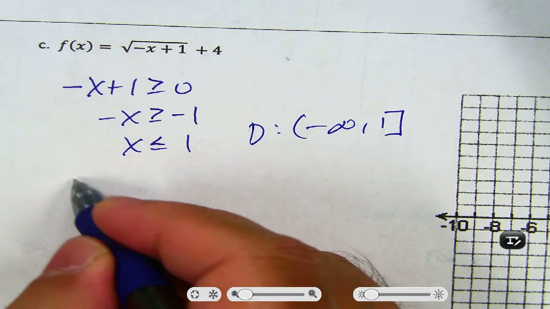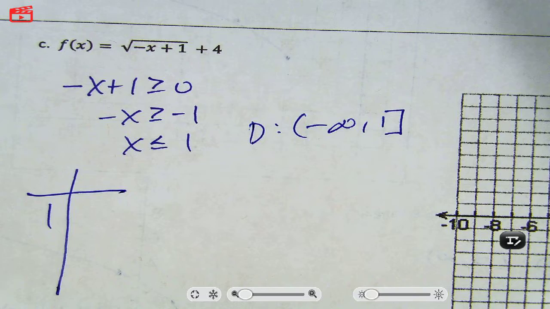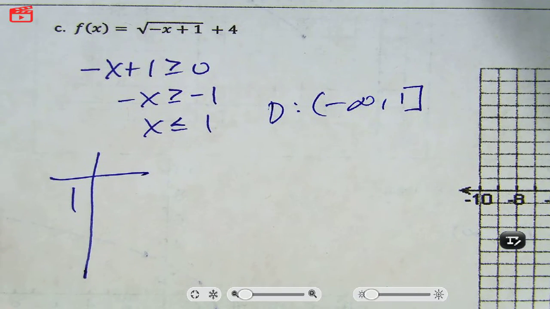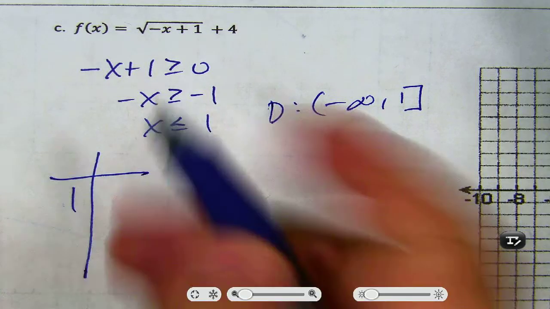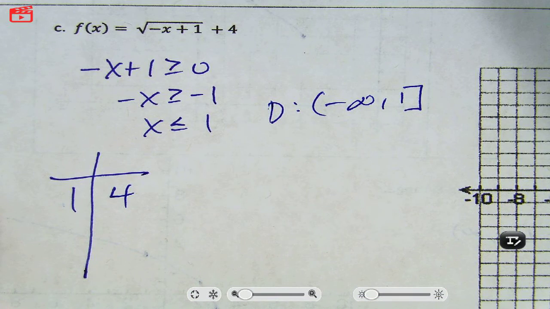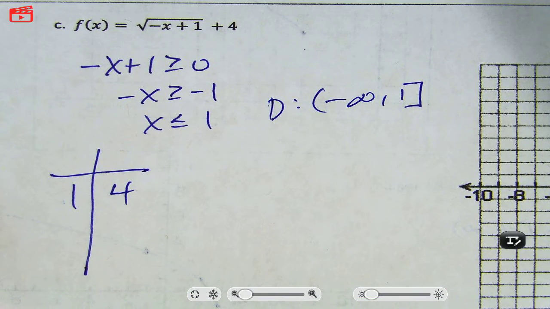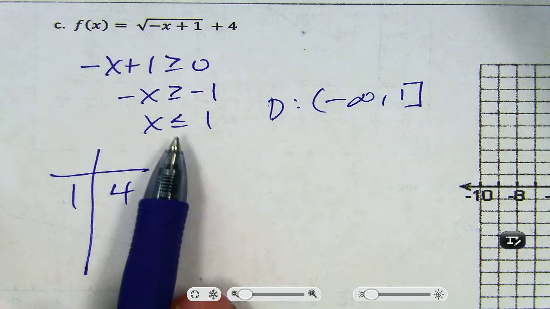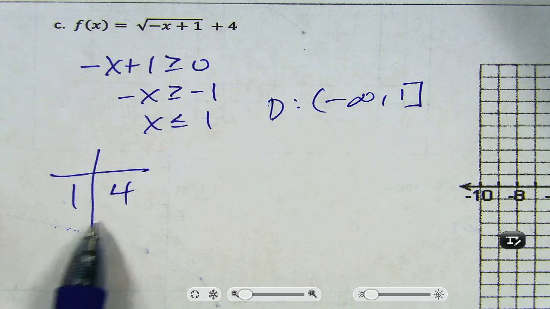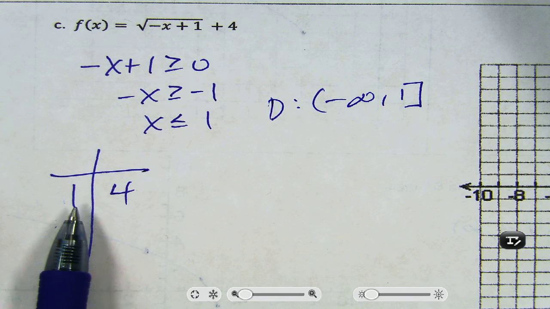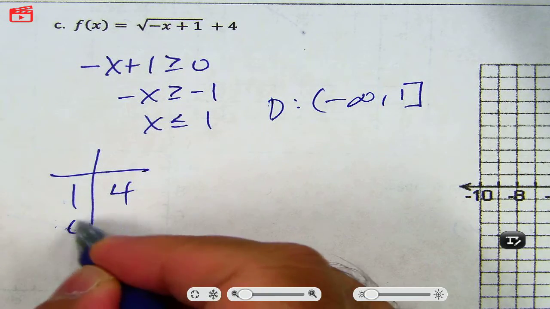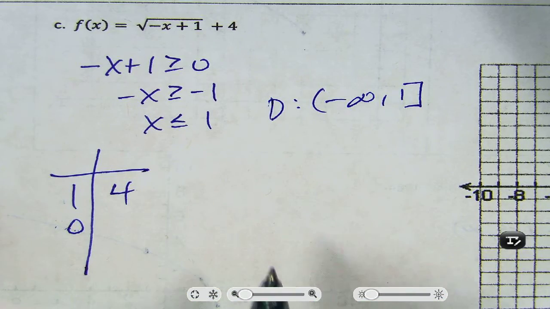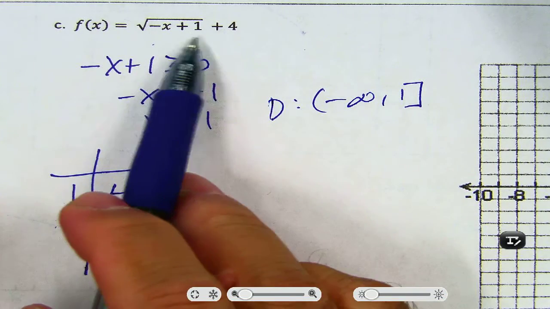So my starting point is 1. What happens when I plug a 1 into that? Negative 1 plus 1 is 0, so we get 4. Alright, so remember you're going down this time because of that less than. So the next one is not 2, you gotta go down from 1. So if you go down from 1, what's the next one then? 0. So if you plug in 0, what do you get? 5. Right? Because 0 plus 1 is 1.